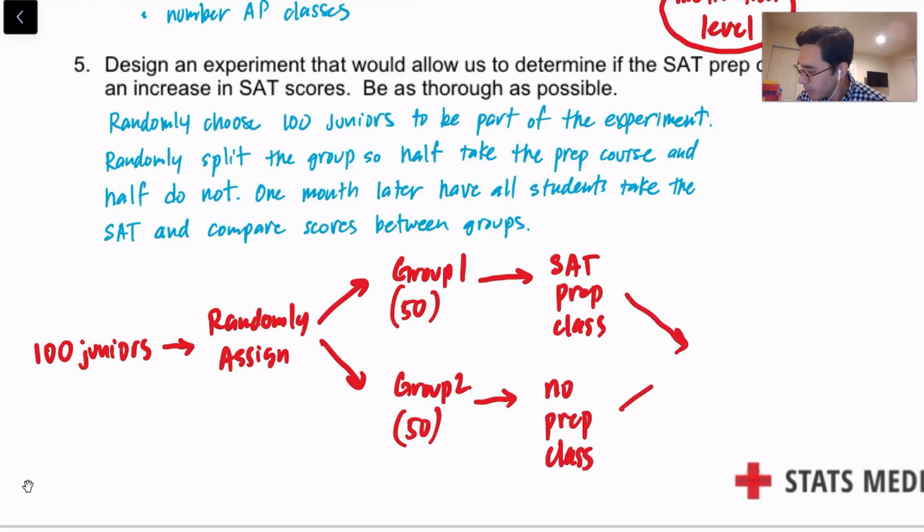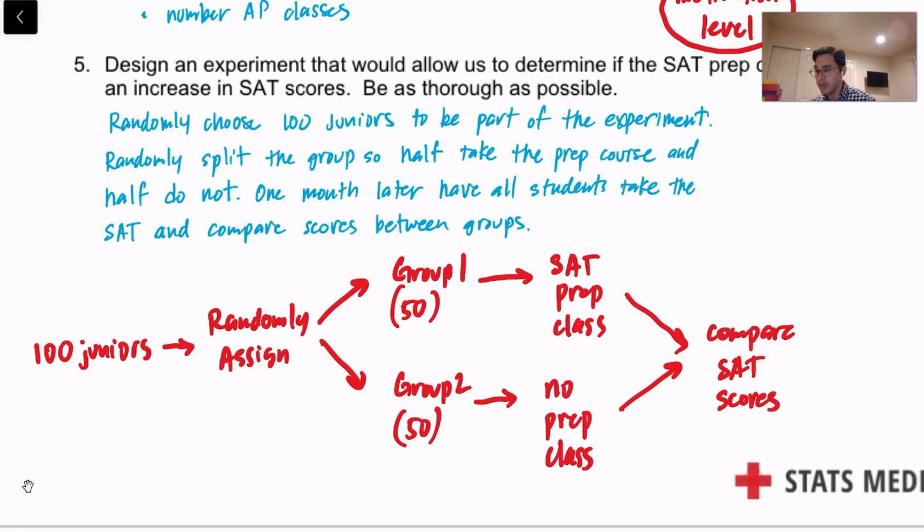And then after a month of either getting that treatment or not getting a treatment at all, we'll compare the SAT scores between the 2 groups. Okay. All right, so this flow chart captures all the ideas in that paragraph, right?